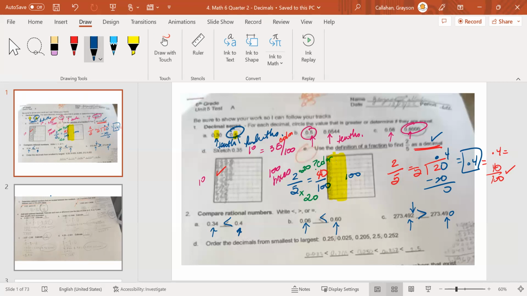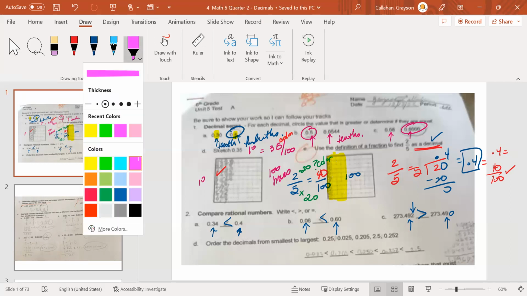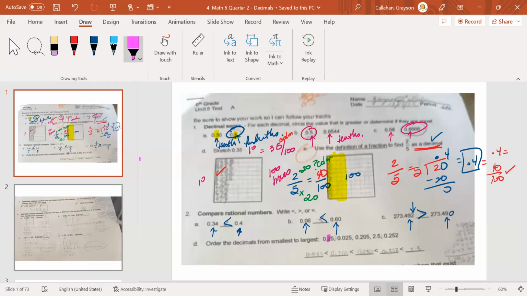D, order them from smallest to biggest. So this one, you're going to look at the places specifically. Let's start off with the tenths. Tenths is a 2, 0, 2, and 2, right? Clearly, the biggest number here is 2.5. So you're going from smallest to biggest. Small is going to be on the left side, big is going to be on the right side. So 2.5 will be the biggest.